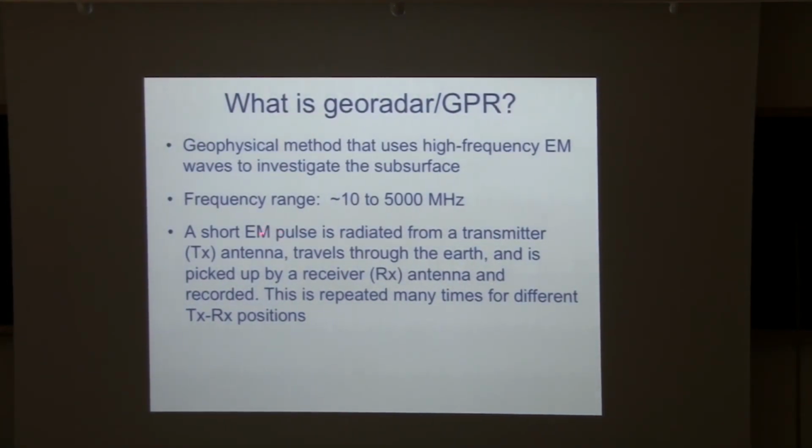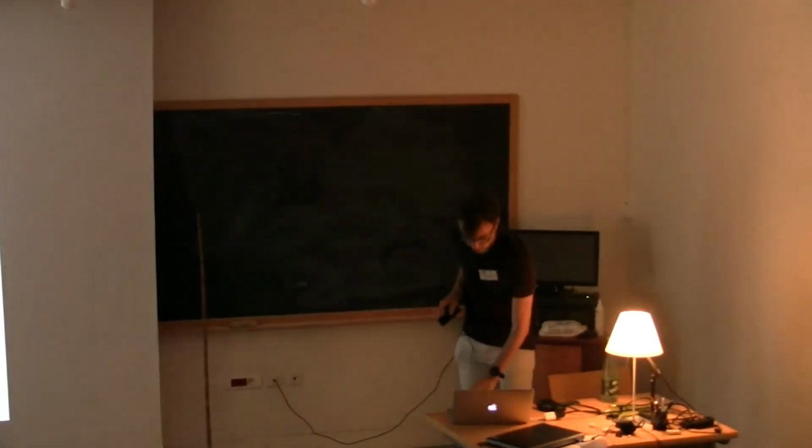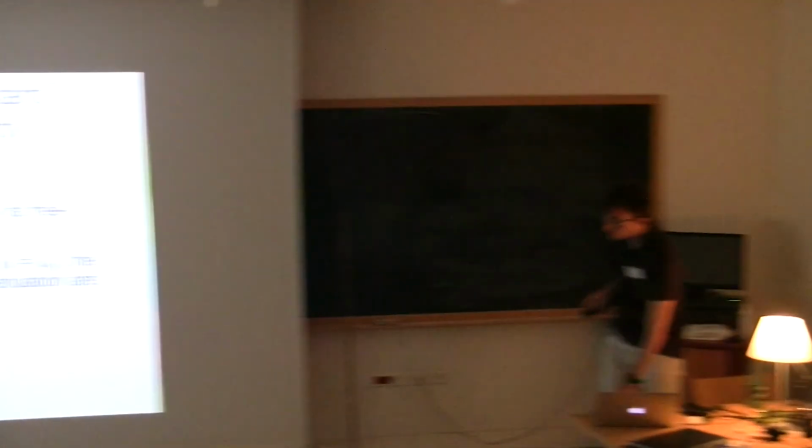You send a short EM pulse from a transmitter. It moves through the surface, and then it's picked up. The energy is picked up by a receiver. You repeat this for different orientations of the emitter and the receiver.